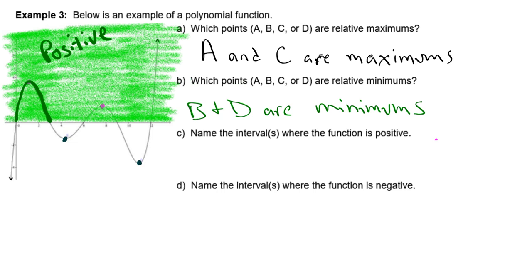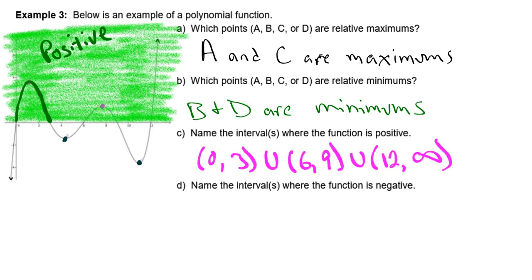So what other intervals have this graph above the x-axis so we can say that it's positive? Well, we named our first interval from 0 to 3. The next one is going to be from 6 to 9. Remember, we do not include when it's actually at the x-axis. That's why it's curved parentheses around these.